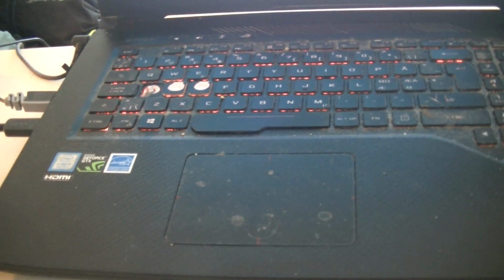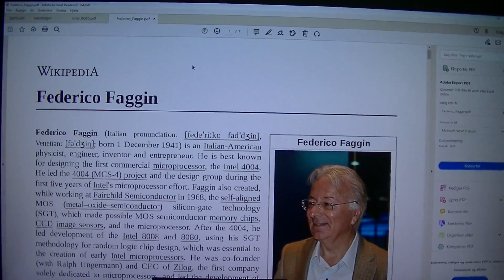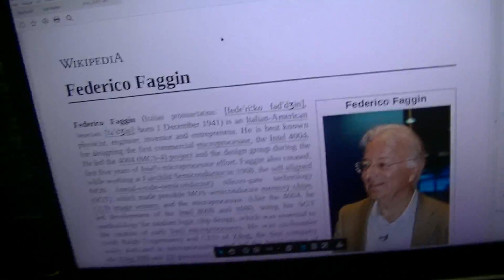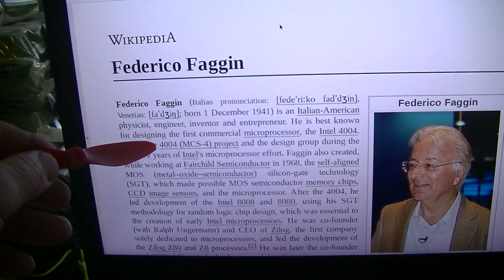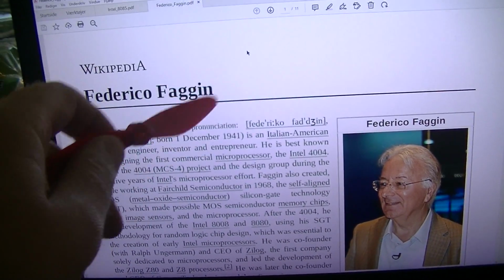But we need to know about this man, who made this. We need to know about him. He's called Federico Faggin. He was the designer of this Intel 4004 chip. So we need to know about him.